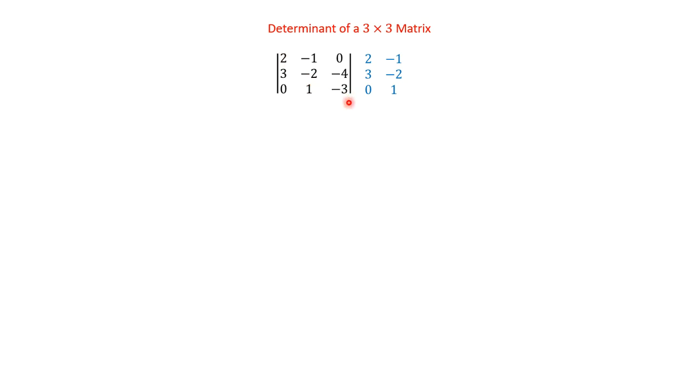We're going to have the first one is 2 times negative 2 times negative 3, plus the next diagonal, negative 1 times negative 4 times 0, plus the next diagonal, 0 times 3 times 1. And so those are all the diagonals there. It's 3 diagonals. We have a 3 by 3. Technically on a 2 by 2, we could do the same thing, but the 2 middle ones actually just cancel each other out, so it doesn't matter.